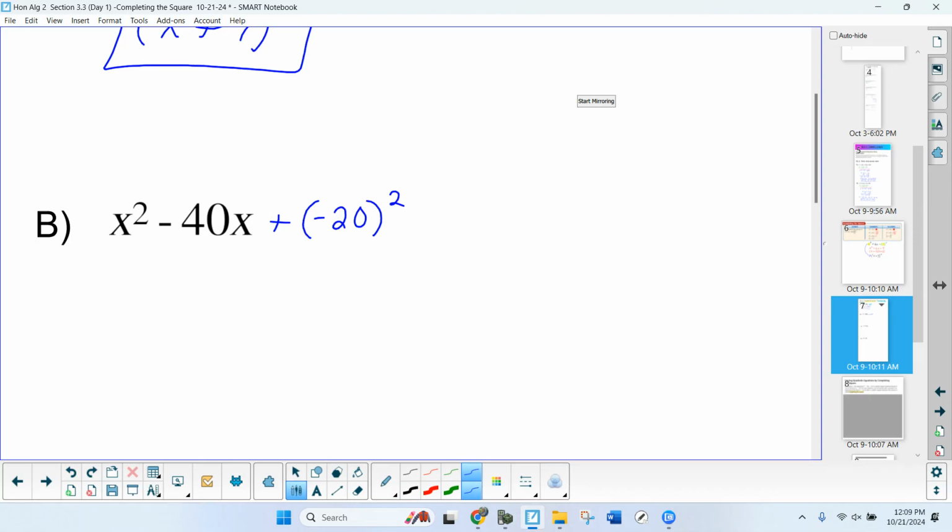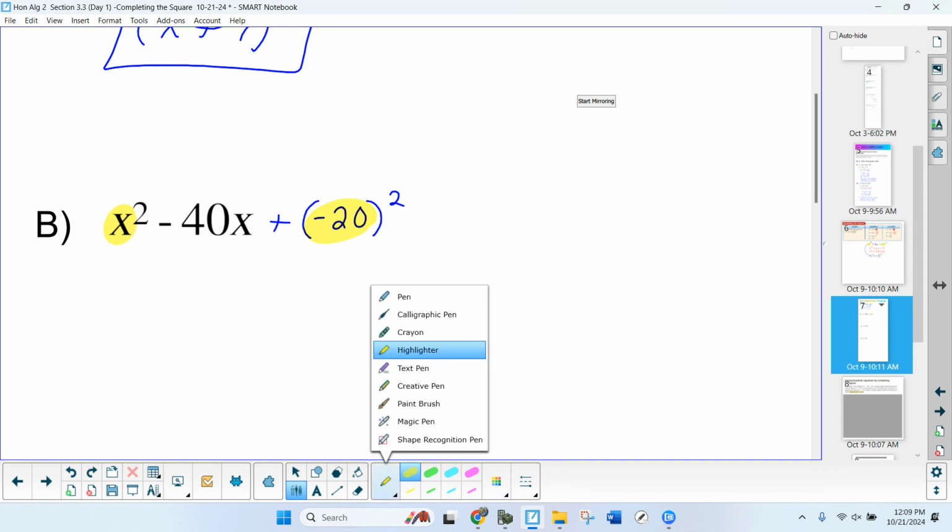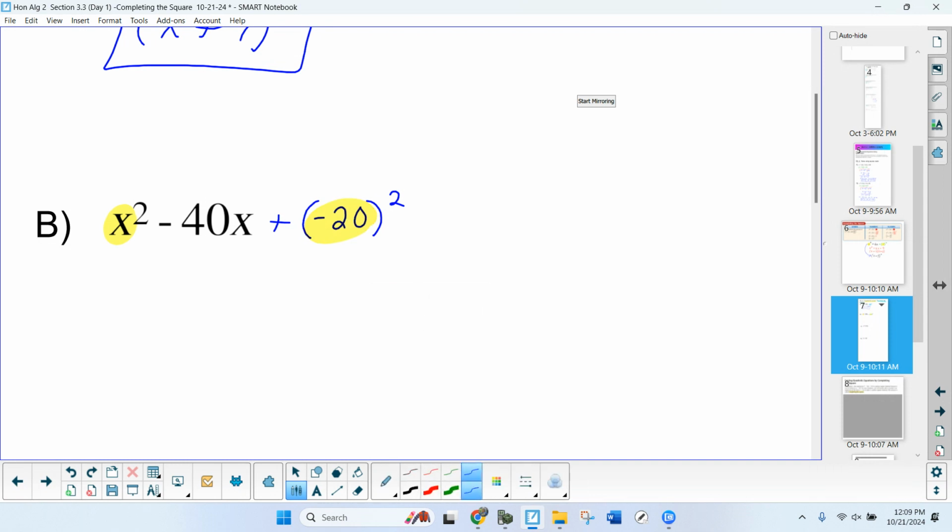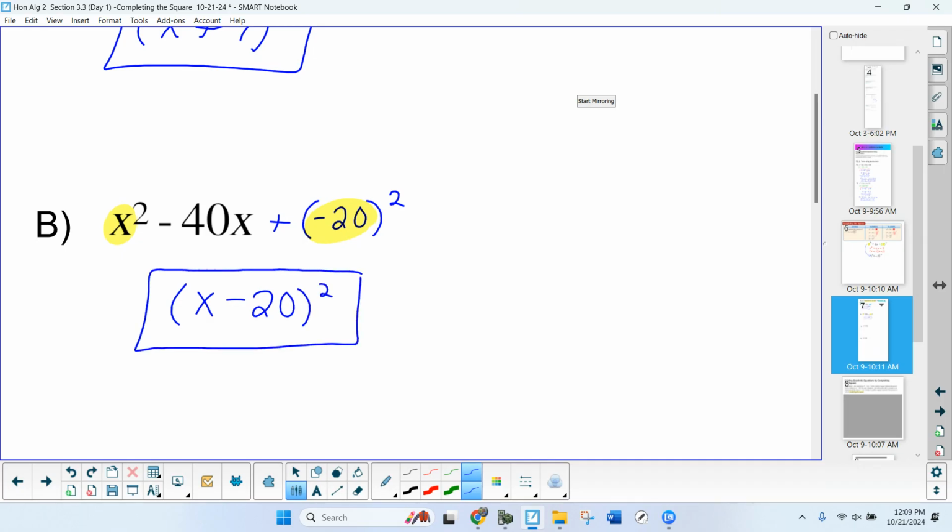Now factor it. So now, Natalie, when you factor, you're going to have this and this. So what is your factor going to be? Do you remember? x -20, x -20 quantity squared. Because we'd have to ask ourselves, what multiplies to give us positive 400 that adds to give us -40? And it'd be -20 and -20. Okay, you guys finish C and D. Go.